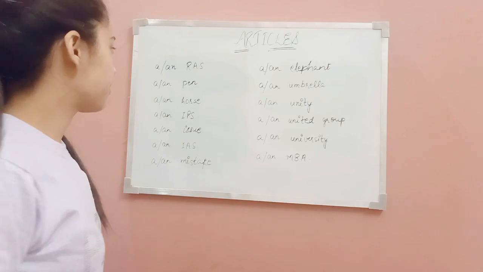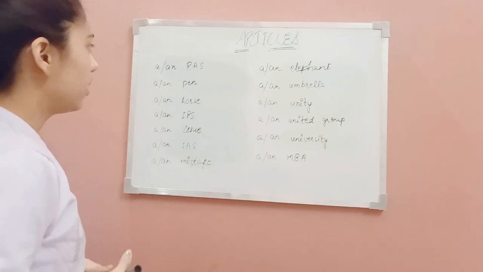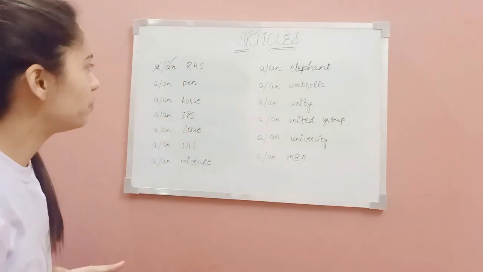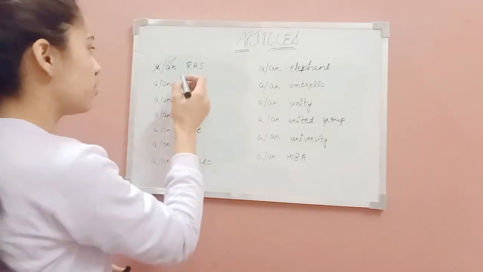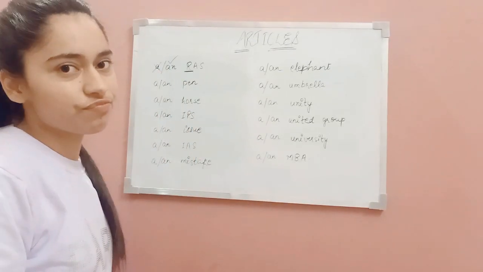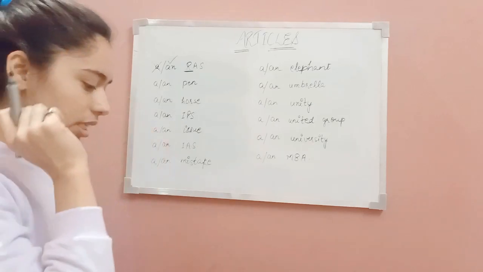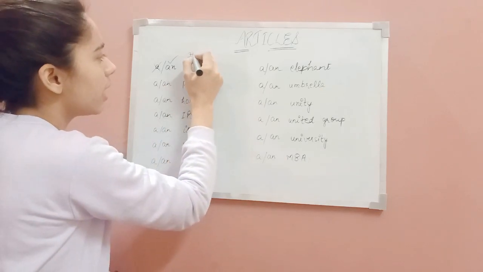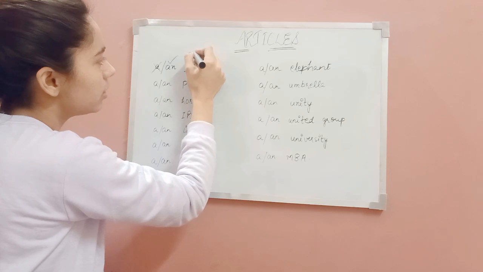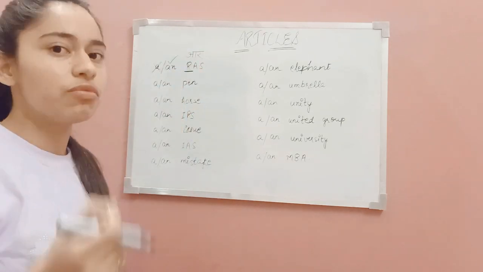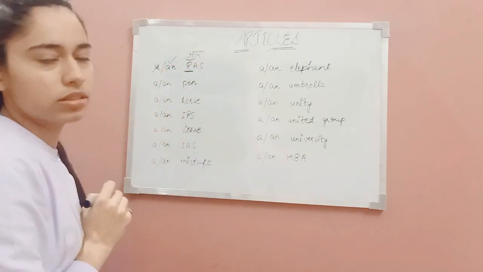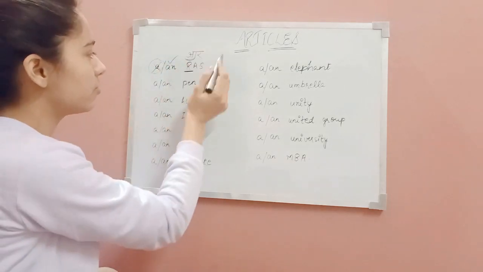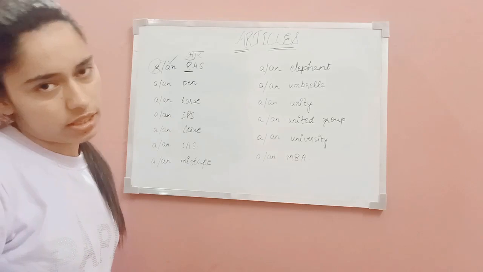For this one, tell me what you have chosen. This will be AN, not A. I am pretty sure most of you have got it wrong because of this R. Don't make this blunder, because this is pronounced as R, and I have already given you that Hindi reference: whenever it starts with a vowel sound, this is a swar, vowel, so A will not be here. This will be AN R-A-S.